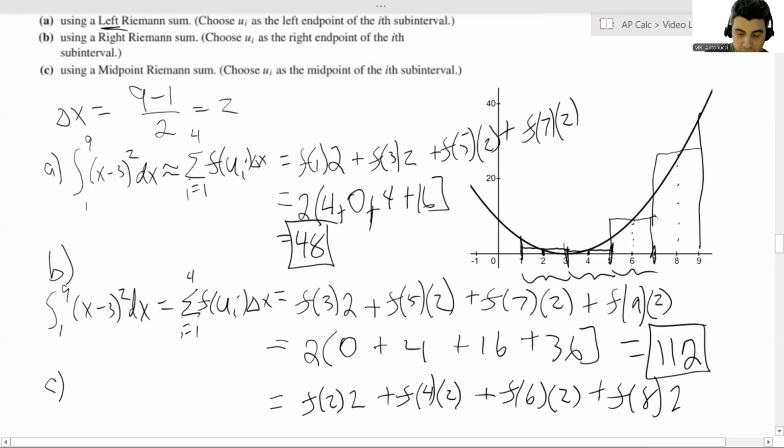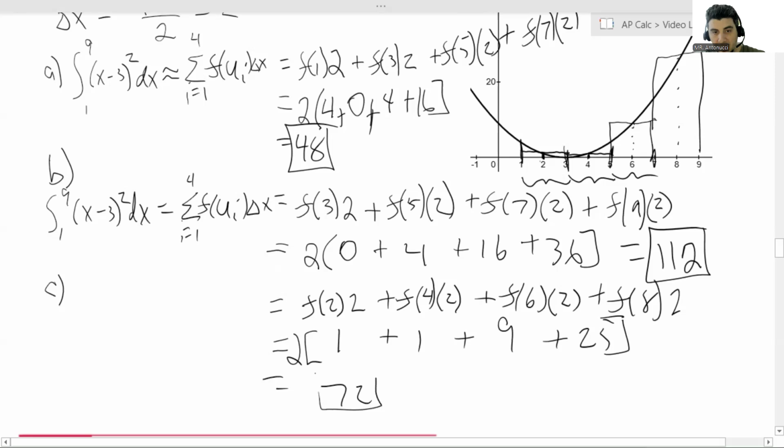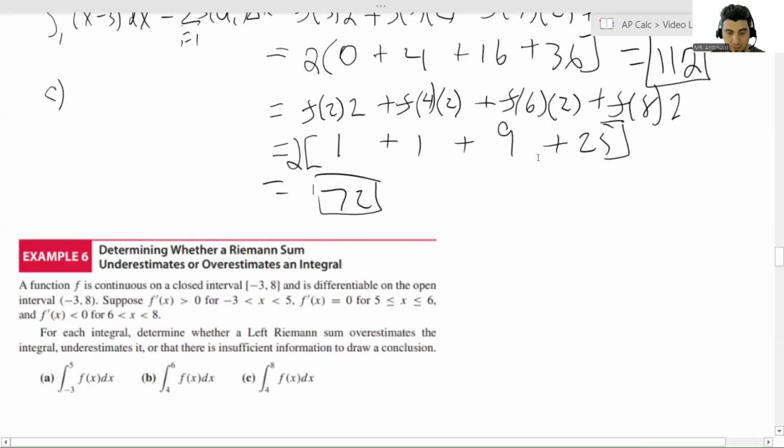So that's what the rectangles would look like for that one there. So here we're going to have f of 2 is 1, f of 4 is 1, f of 6 is 9, f of 8 is 25. We can multiply all those by 2 and get 72 for that one there.